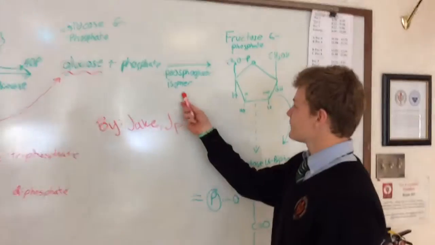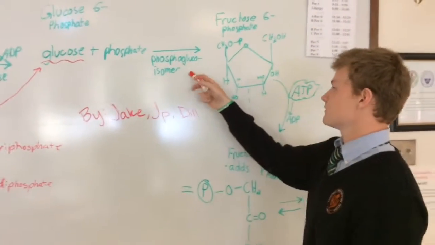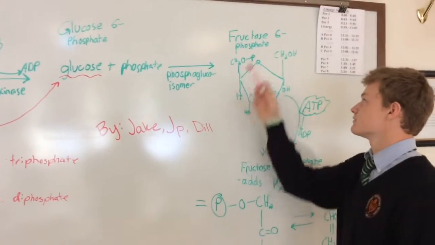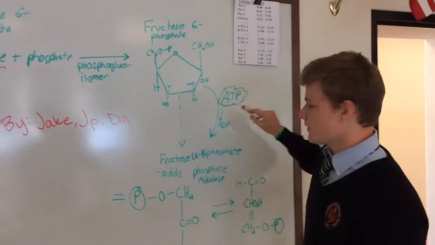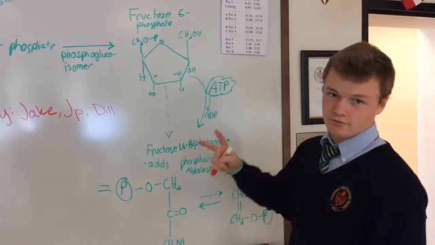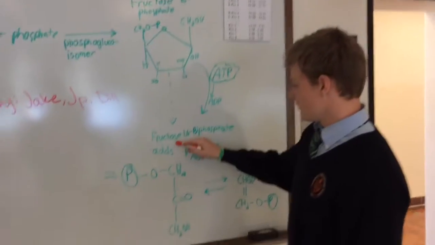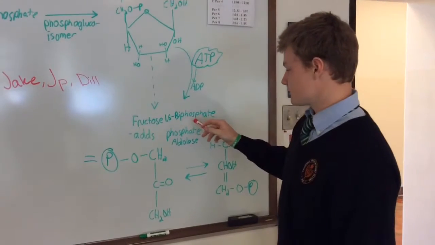And over here, this phosphoglucoisomerase converts the glucose 6-phosphate to fructose 6-phosphate. And then from here, we add another ATP, which takes out another phosphate group. So now we have 2 phosphate groups. And then fructose 1,6-bisphosphate. That's the 2 phosphate groups we have.